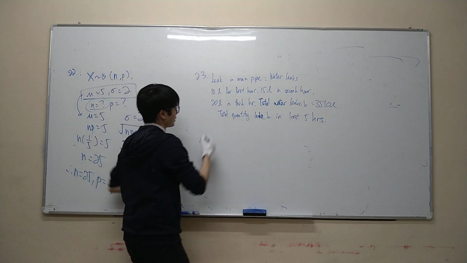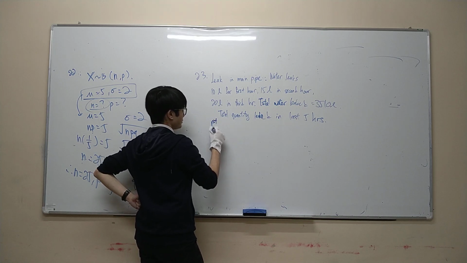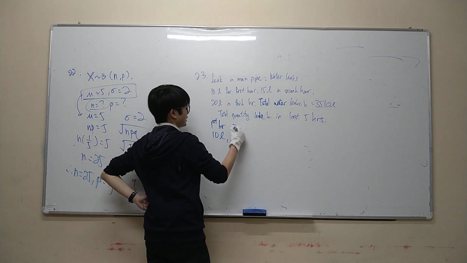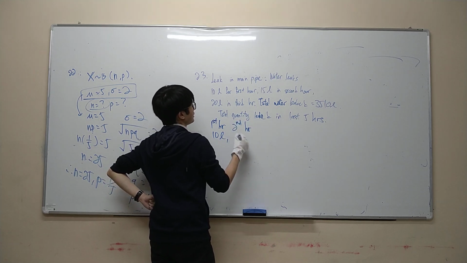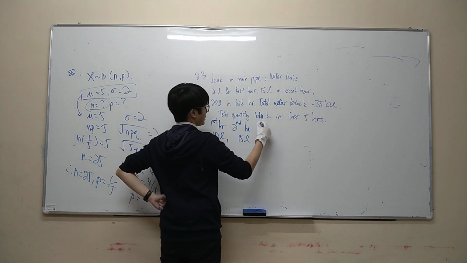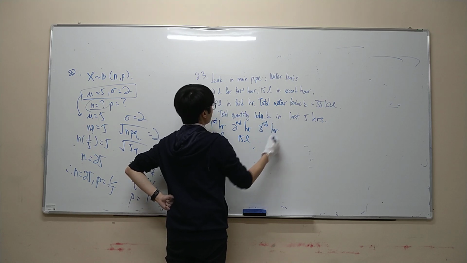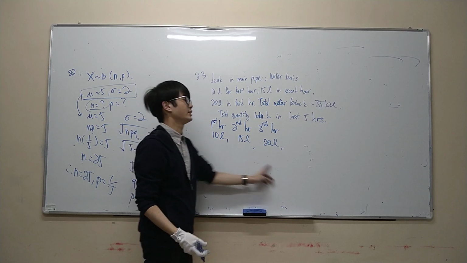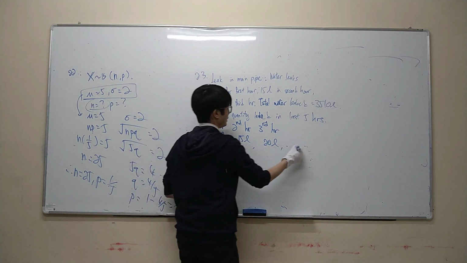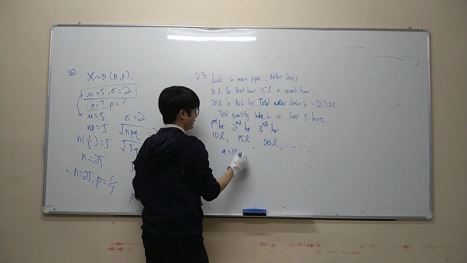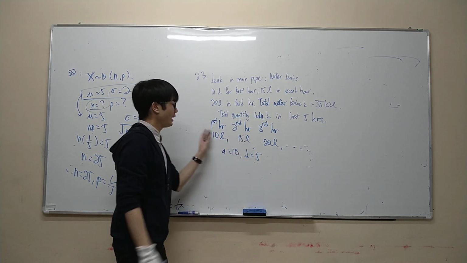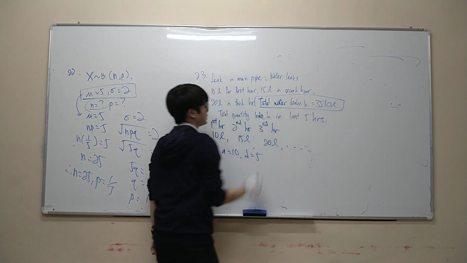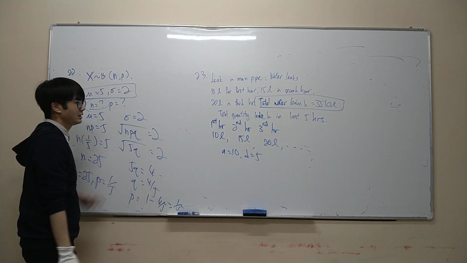So the first hour, 10 liters. Second hour, 15 liters. Third hour, 20 liters. What about the fourth hour? You already know it's 25, because it's plus 5, plus 5. So a is 10, d is 5, meaning every hour plus 5. The total water leak is 3510. What is it? Total water leak.